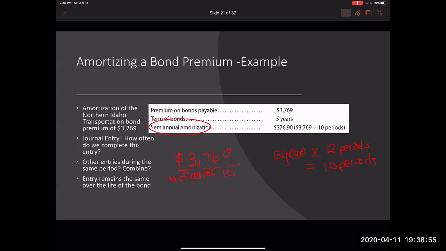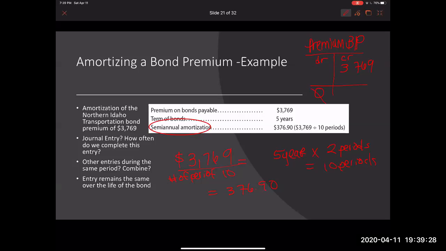And that's what goes here. So once we do that calculation, it will be $376.90. That is the amount that we will amortize over the life of the bond. So if I had to do a T account of what this looked like, we have our account of the premium on bonds payable, right? And when we initially recorded it, it was a credit of $3,769. At the end of this bond, this premium must be down to zero.